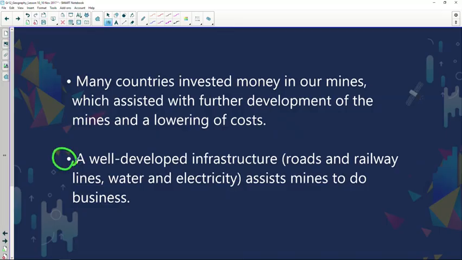And once again, it adds to a well-developed infrastructure. It provides roads, railway, water and electricity because it assists businesses that are indirectly involved with the mines to make more money.